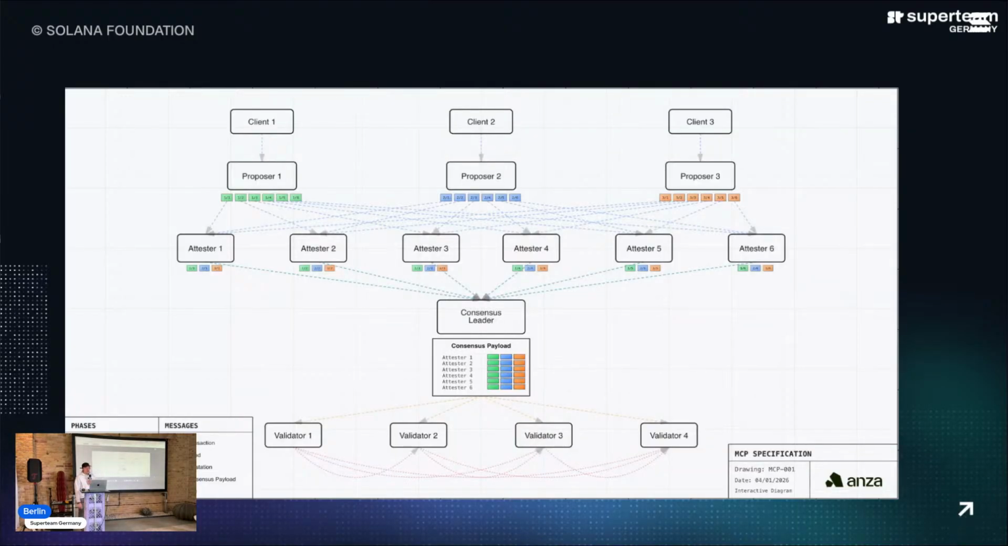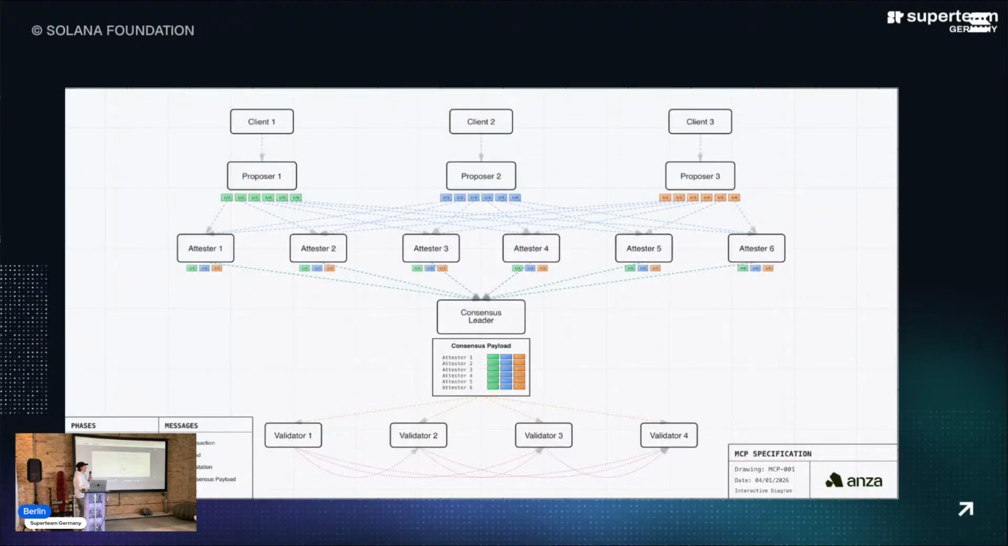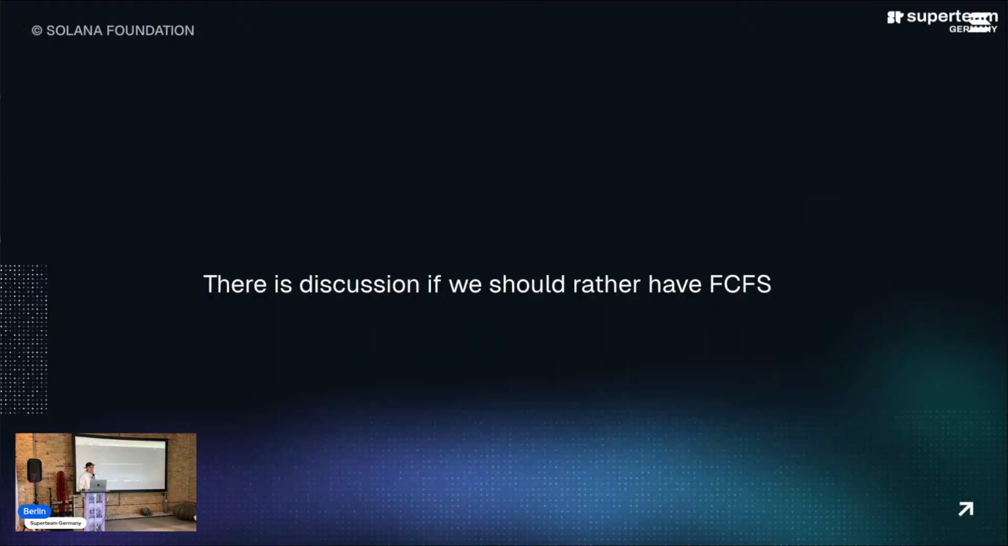So if you're interested in solving hard problems, you can try to find a better solution that is simpler than this one. There's a bunch of people in the Solana ecosystem who would rather see FCFS. What do you think this stands for? It stands for first come, first serve. What these people think is that this is too complex. And if you look at the graph, you might agree already. So what a bunch of people in the Solana ecosystem want instead is first come, first serve.